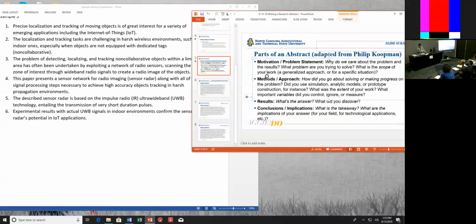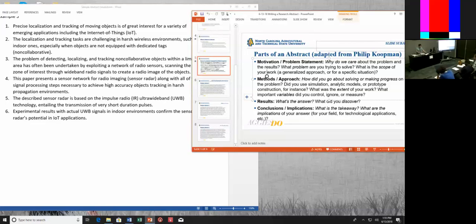It actually looks like they're saying we are doing a different variation of that, right? It seems like they're saying we are doing radio imaging. And in fact, what this paper presents in sentence 4, it says this paper presents a sensor network for radio imaging, along with all the signal processing steps necessary to achieve high accuracy tracking in harsh environments.